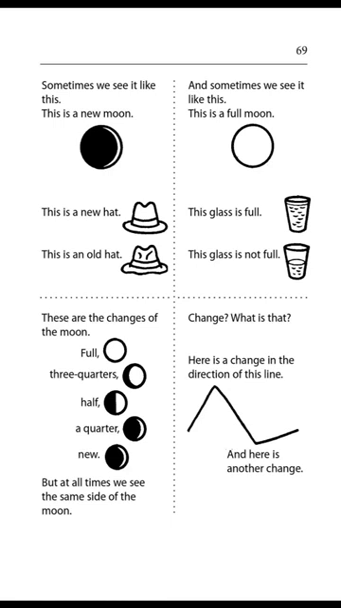This is a new hat. This is an old hat. And sometimes we see it like this. This is a full moon. This glass is full. This glass is not full. These are the changes of the moon: full, 3/4, half, a quarter, new. But at all times we see the same side of the moon. Change? What is that? Here is a change in the direction of this line. And here is another change.